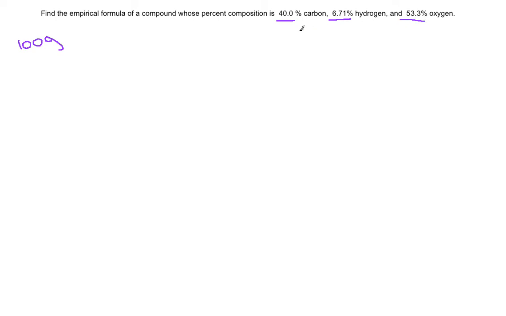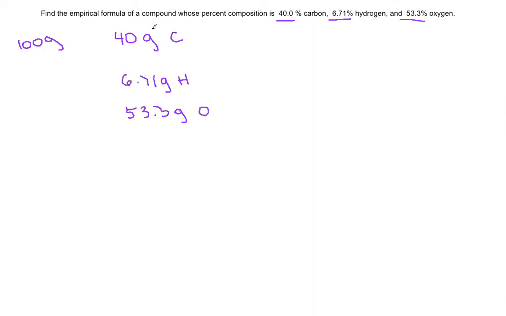And so all of a sudden, even though in this problem we're not given grams, we are though. So you can just assume the percents are basically the same thing as grams if you make the assumption that you start off with 100 grams, which you totally can do. So I'm assuming I start with 100 grams. So I'm going to have 40 grams of carbon, 6.71 grams of hydrogen, and 53.3 grams of oxygen.